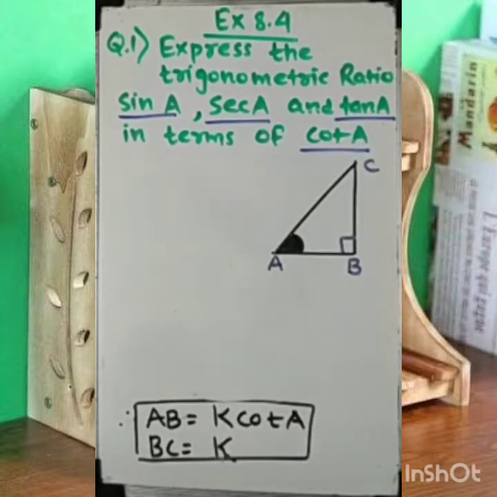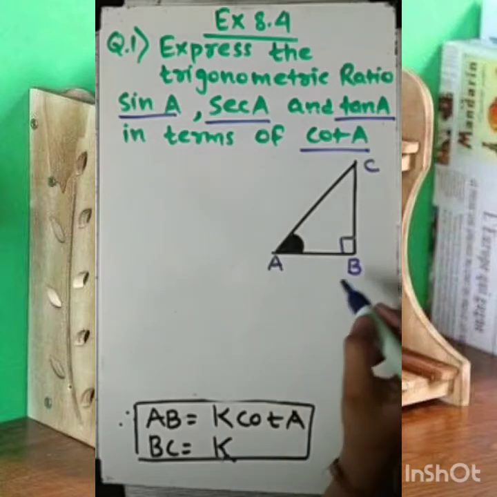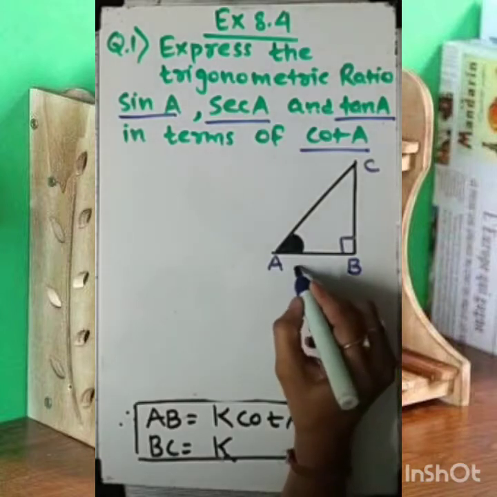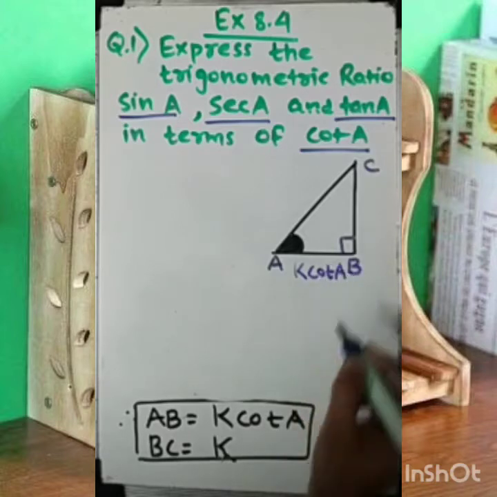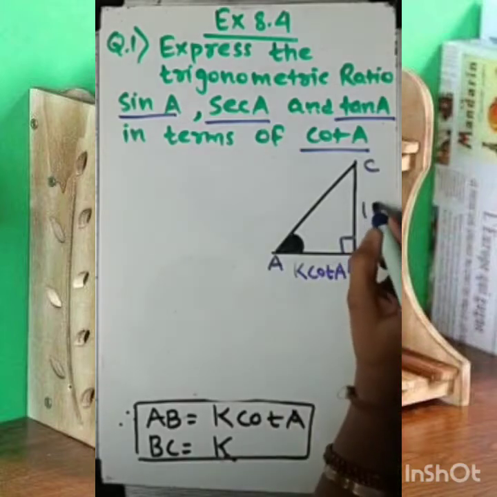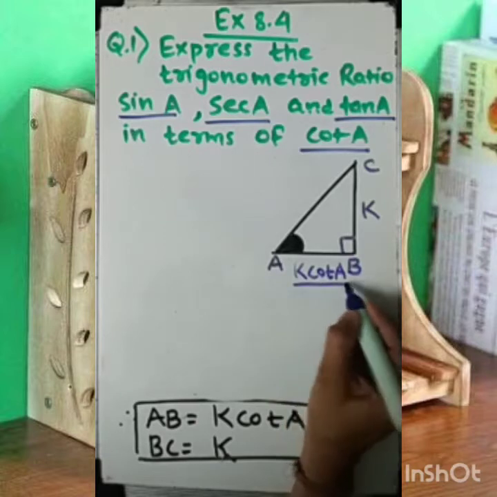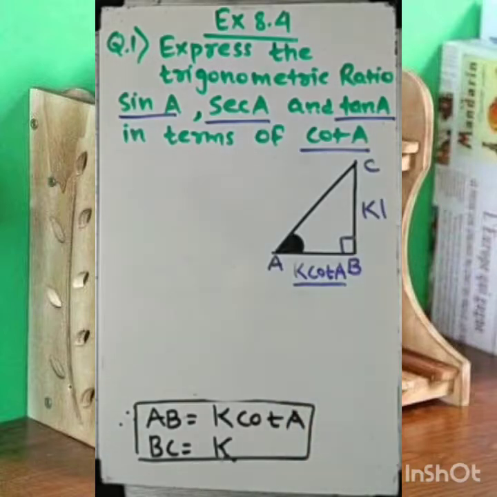So my dear student, here the value of AB equal to K cot A and BC equal to K we got. So this value I am putting here. Okay, I am mentioning here in a small writing. I request you also please note down K cot A and of course BC equal to K. Please keep this in a small writing. These two sides we are gaining, right?